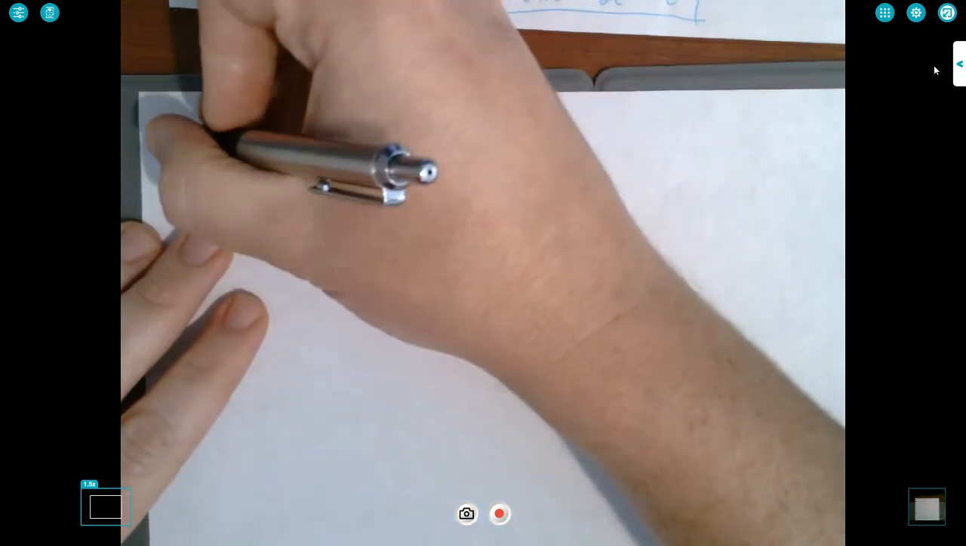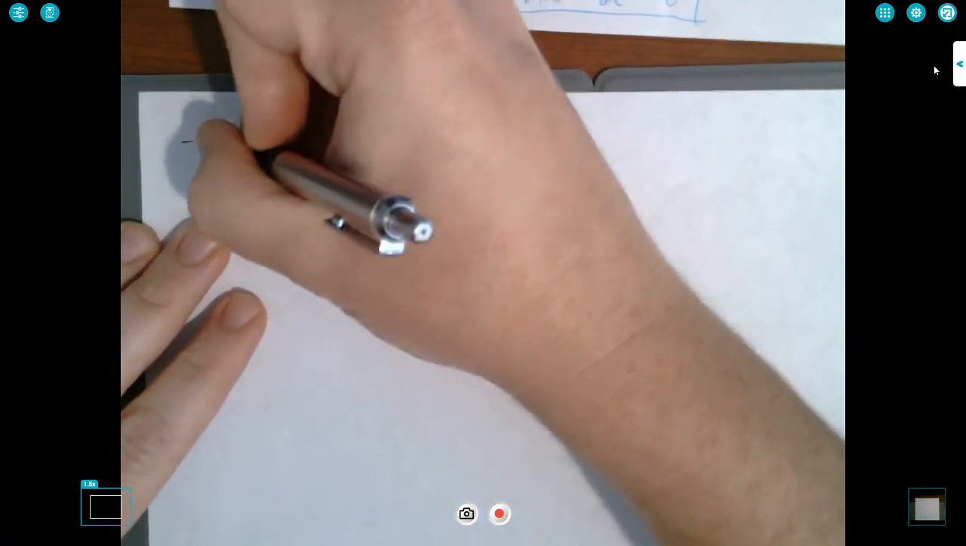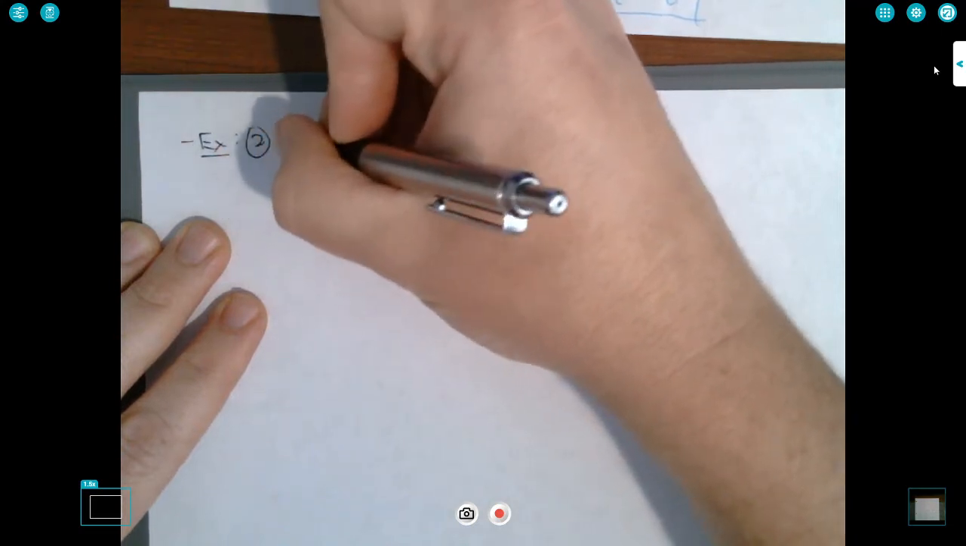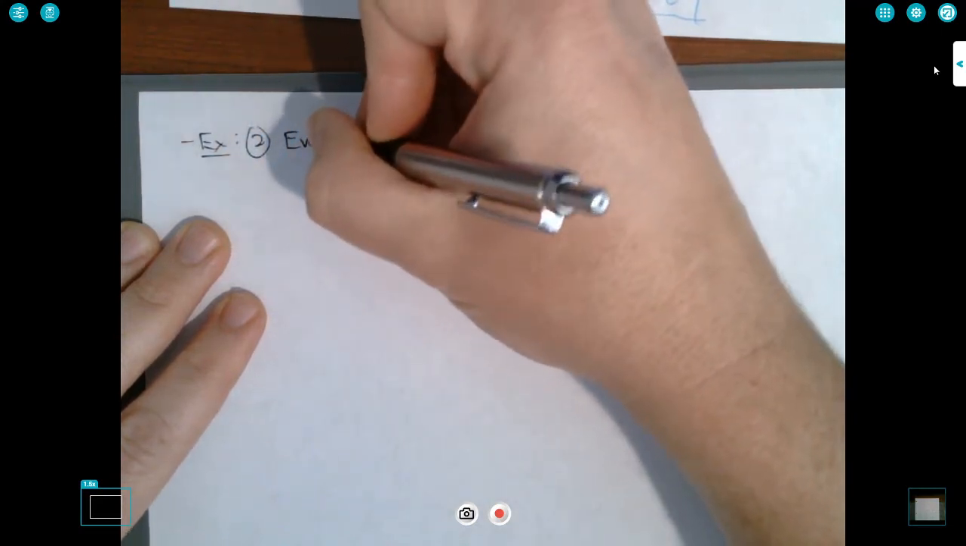I'll just redo it. So I'm gonna do example 2, but this time I'm gonna do it differently. I'm gonna do it arranged as a table. We call this the tabular method.